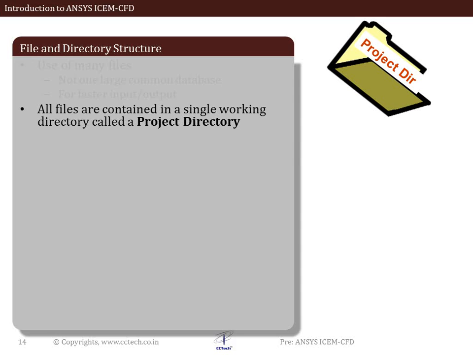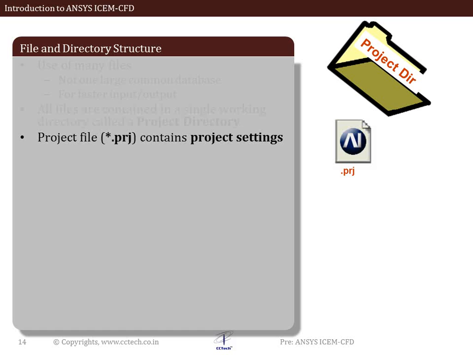The best practice is to create a project directory and select that as your working directory. You can do this by using the Change Working Directory submenu provided in the File menu. Please go and create a project directory and set it as your working directory. This working directory is also referred to as a project directory. The first file associated with ICMCFD is a project file with an extension .prj. This file contains various project settings and links to other associated files.